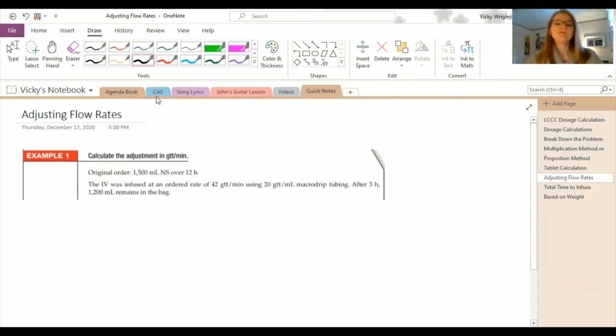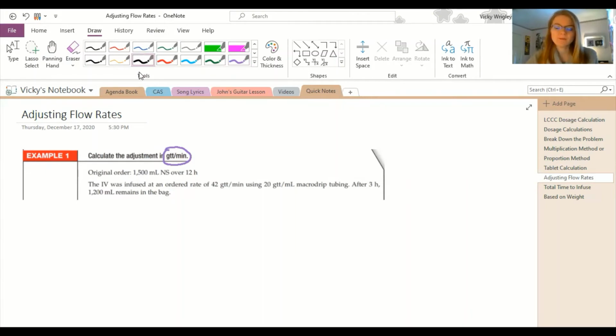Okay, what's our first question? What's the problem looking for? What are we trying to find? So the example asks us to calculate the adjustment in drops per minute. So we have to adjust the flow rate. So our answer needs to be in drops per minute. That's what we're looking for. What information do we need to get us there?